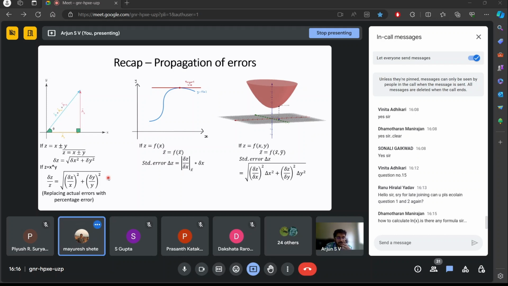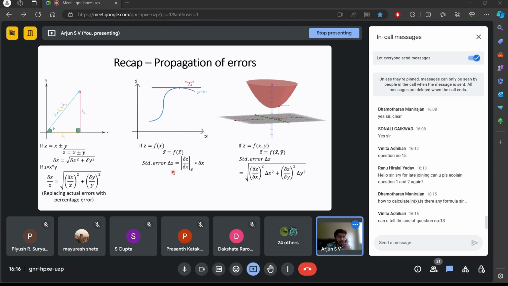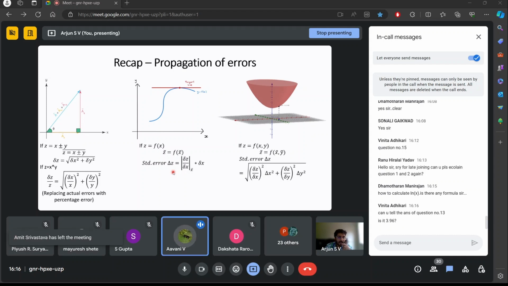Damodaran Maniranjan is asking how to calculate ln x. You can use your scientific calculator. There is no formula, like you would have to use the natural logarithm book, which I don't think will be provided in the exam, nor do I think many people will have it. So you can use your scientific calculator. You'll have that ln option there in the normal calculator. You can just put ln of whatever value you want. So for x, we'll be putting the mean of x, right? For ln. Yeah.